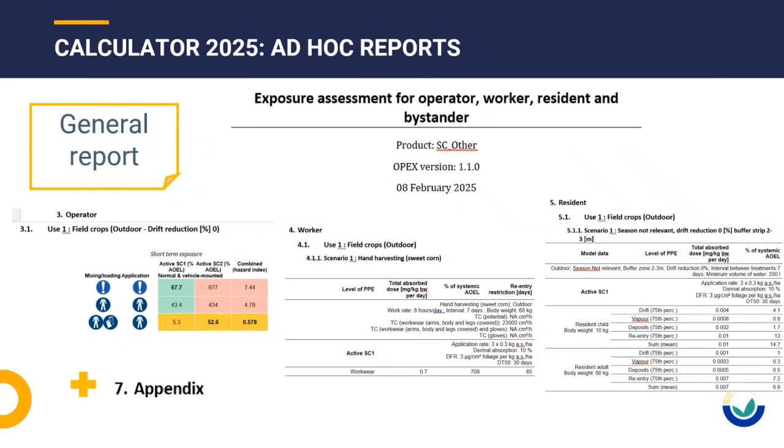So here you can have an overview of what you will obtain in the general report. It's the same, you see with different colors to identify when the use is safe, when the use is not safe, and when there is a need to have risk mitigation measure, in this case personal protective equipment, to have a safe use. And you have tables of results for operator, worker, and bystander and resident.